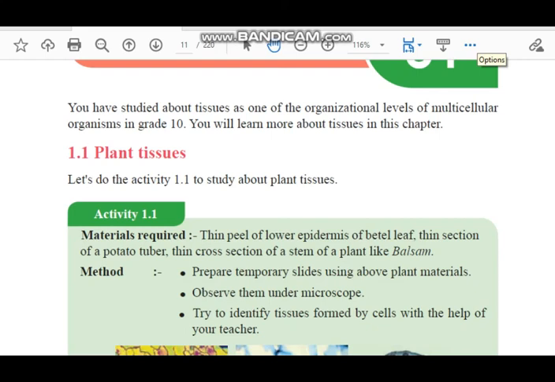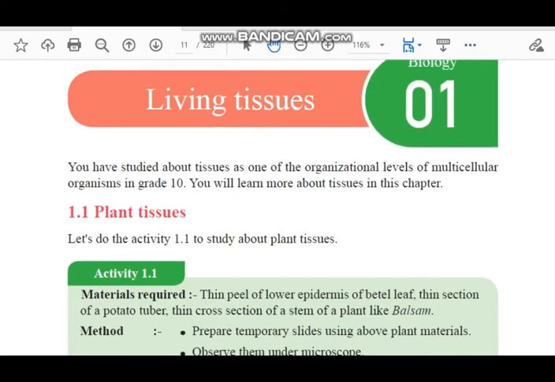Hello everyone, today we are going to study the grade 11 first lesson, living tissues. So as we know, the organizational level of the multicellular organisms, first it is the cells, then cells together form the tissues, tissues together form the organs, then organs together form the organ system, and then an organism is formed.